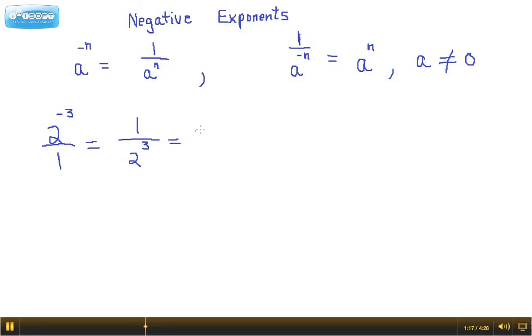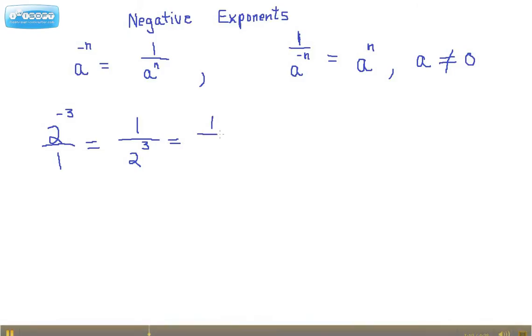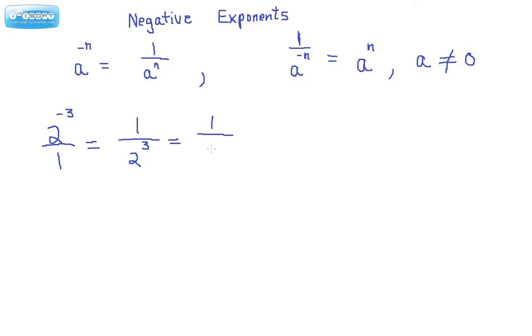And you could actually work this out by raising 2 to the third power, which means 2 times 2 times 2, which gives us 8. So 2 to the negative third power would be 1/8.